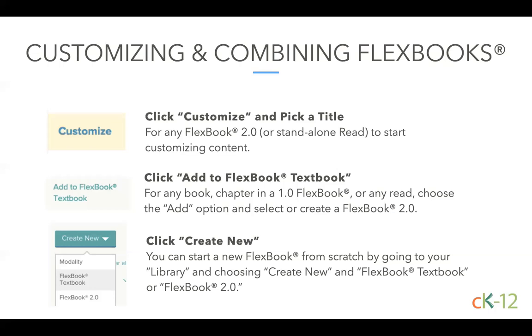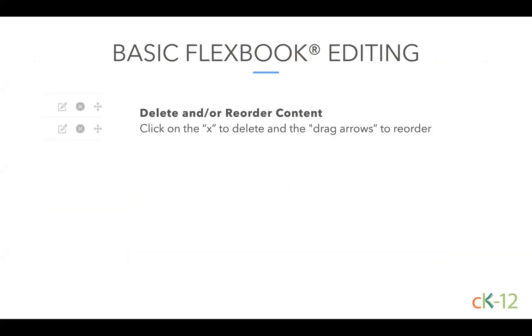Now, once you start with a FlexBook, whether that's customizing or creating a brand new one, you can use various options at the table of contents level. So we'll go ahead and swap over and talk about basic edits. So the first option is to delete sections or even whole chapters, and you can reorder the content using that little drag arrow option. This is especially helpful if you add in new content, as any new content that you add to your FlexBook will always show up at the bottom of the table of contents, and then you can drag it where it belongs.